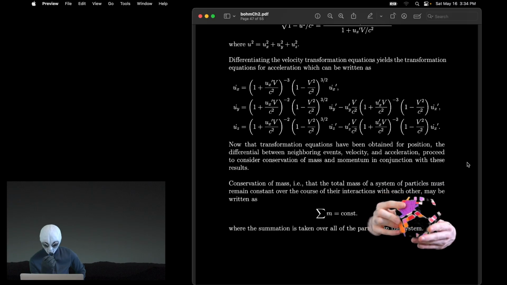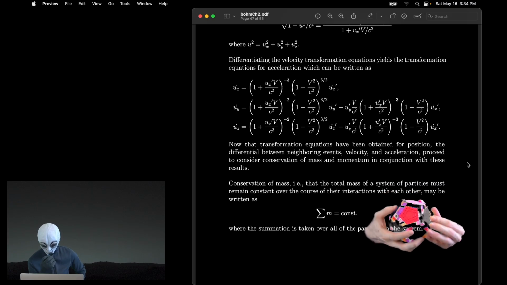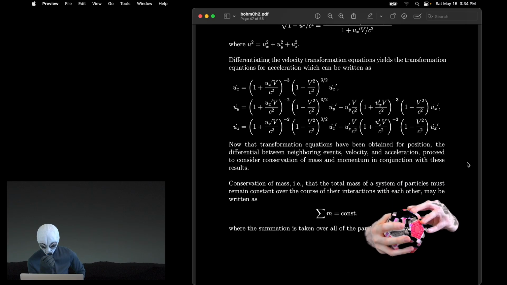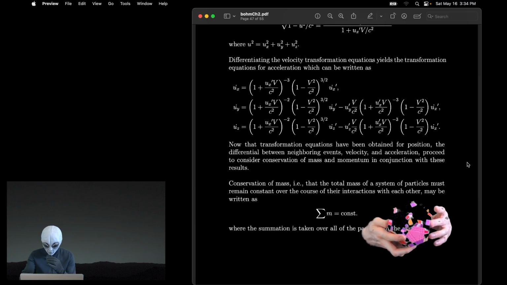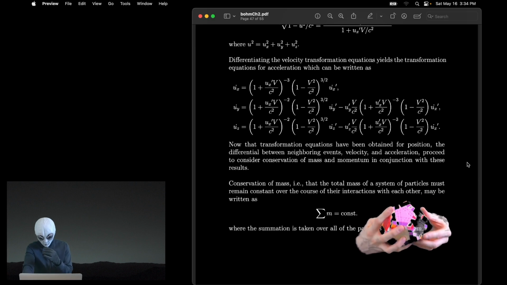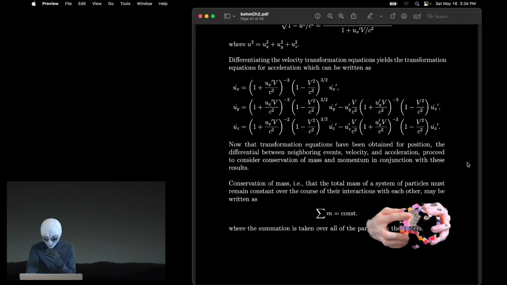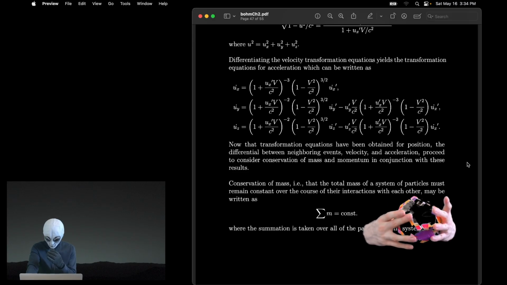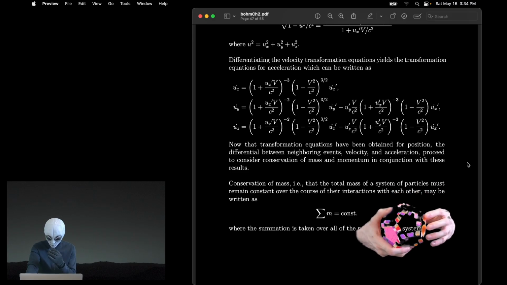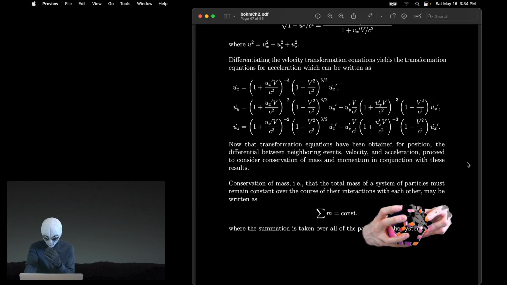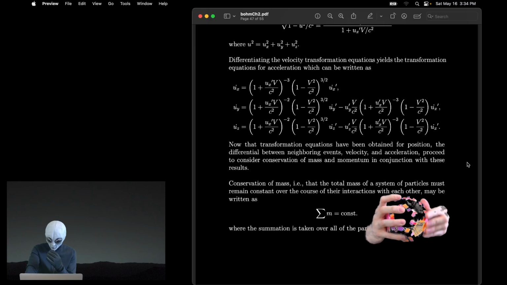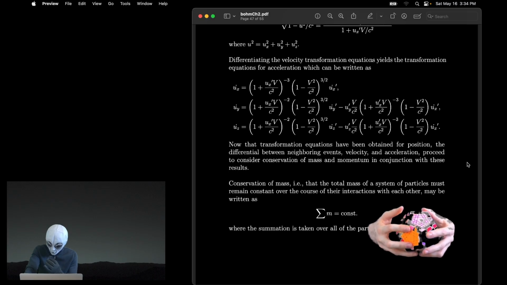And finally we have that u_z dot is equal to the quantity 1 plus u_x prime times V over c squared, to the negative 2 power, times the quantity 1 minus V squared over c squared, to the 3/2 power, times u_z prime dot, minus u_z prime times V over c squared, times the quantity 1 plus u_x prime times V over c squared, to the negative 3 power, times the quantity 1 minus V squared over c squared, times u_x prime dot.